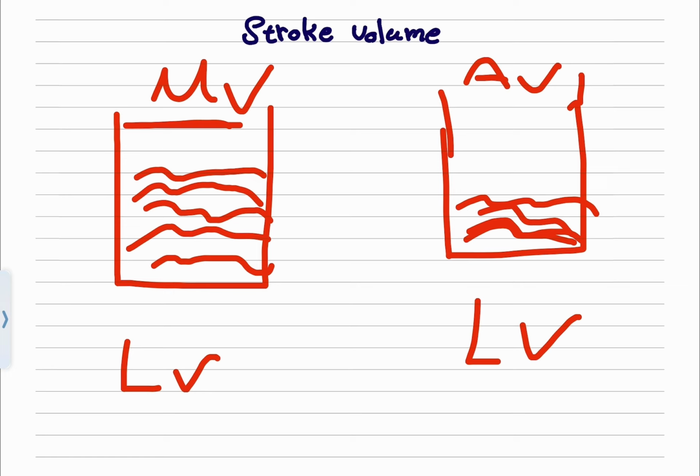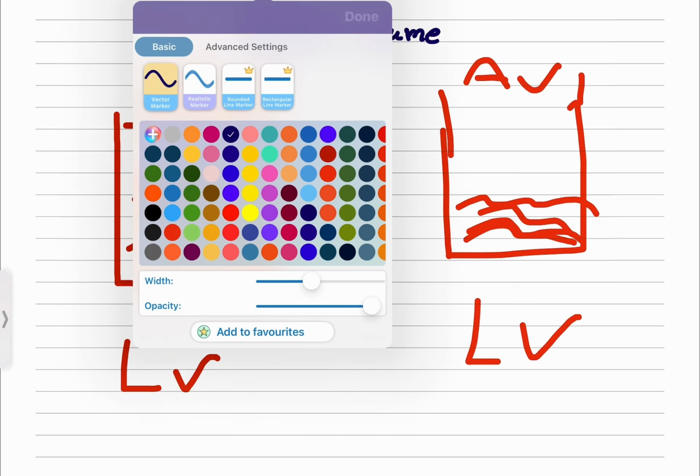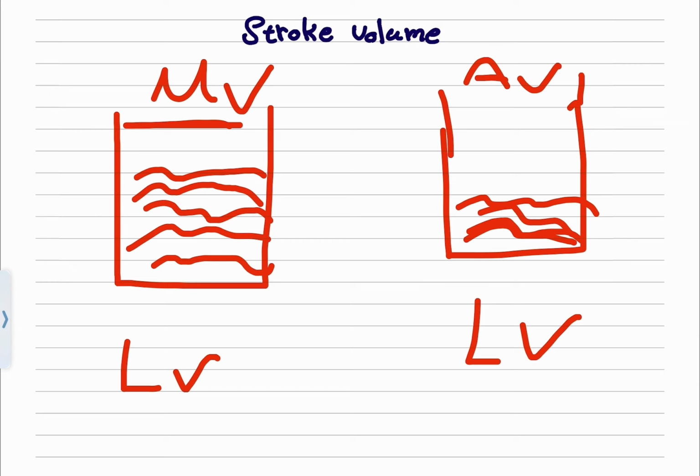So what is the stroke volume? The stroke volume is basically the amount of blood that is ejected to the body. So how do we measure it?